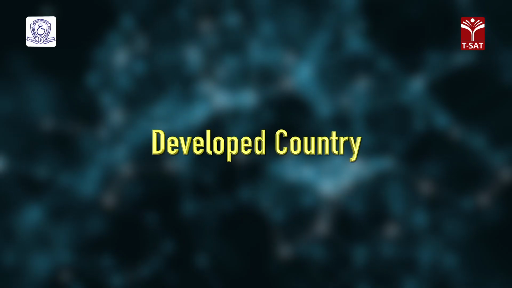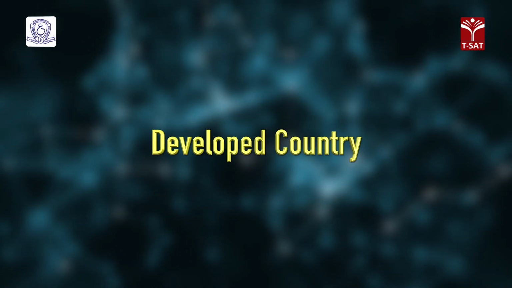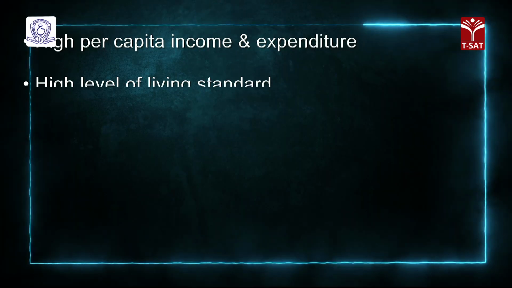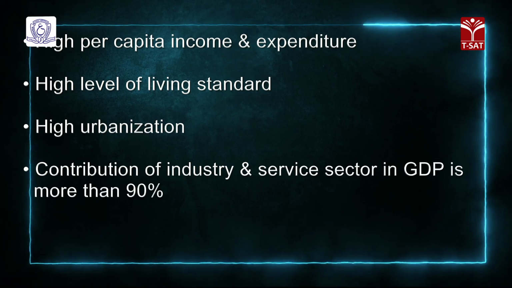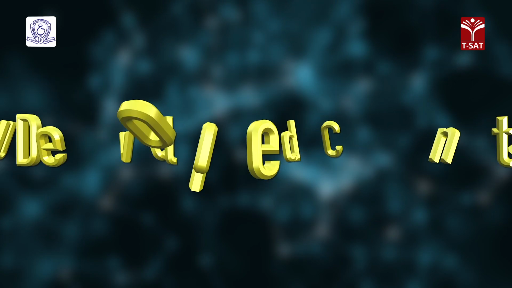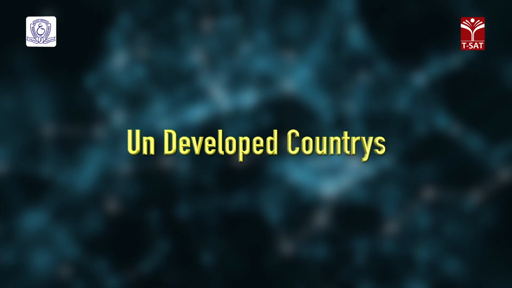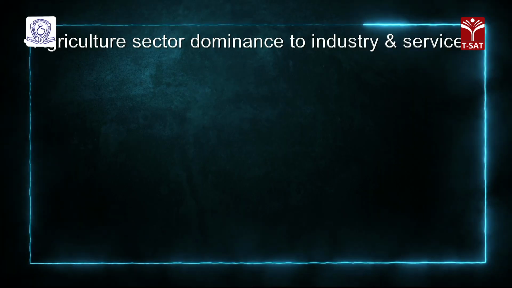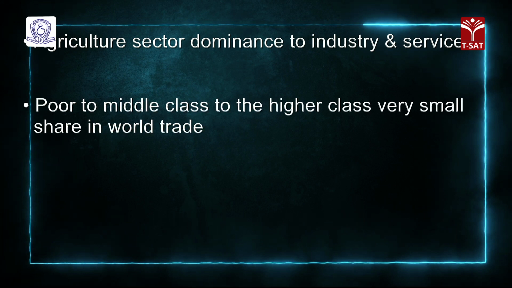So, let me take you to the developed countries. There are high per capita income and expenditure, high level of living standard, high urbanization, and contribution of industry and service sector in GDP is more than 90%. They have a large share in world trade, both in import and export. Now, let me discuss the underdeveloped countries. They are moving from agriculture sector dominance to industries and services, from poor to middle class to the higher class, and have a very small share in world trade.